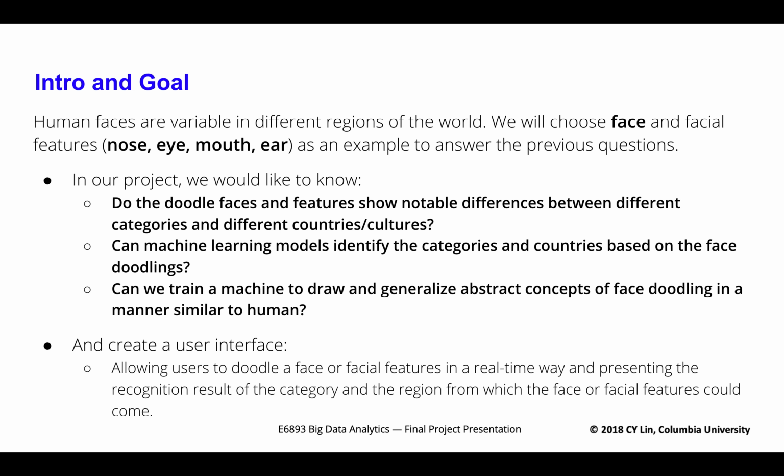Since human faces are variable in different regions of the world, we would like to narrow down our scope and choose face and facial features. So specifically, we would like to know: do the doodle faces and features show notable differences between different categories and different countries or cultures? And can machine learning models identify the differences? And can we train a machine to draw and generalize abstract concepts of face doodling?